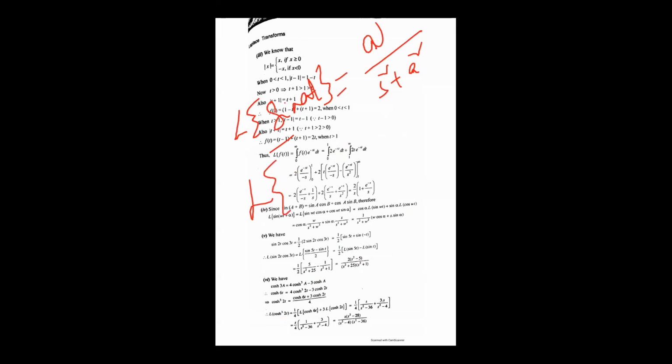L of cos at, in the same situation, the denominator is containing s square plus a square. In the numerator, we have to write either a or s. In cos, the first letter is not s, so here we write s.